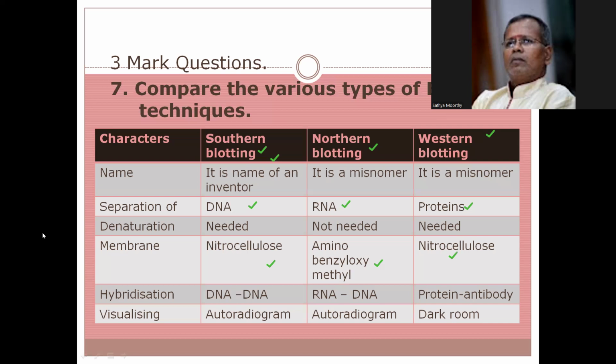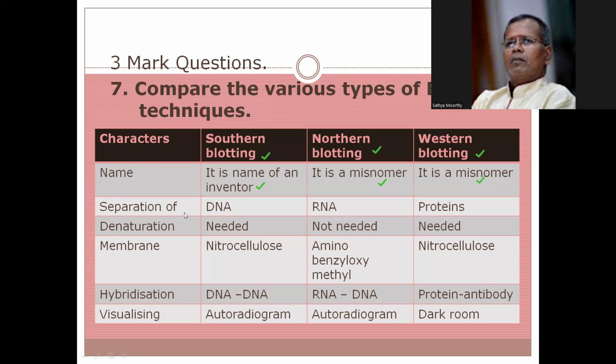One is Southern blotting. Then the second is Northern blotting, and the third is Western blotting. So what are the characteristic features of these three blottings? First is Southern blotting. It is the name of the inventor who invented this technology. Northern blotting is a misnomer. It is not a name. And Western blotting is also a misnomer.